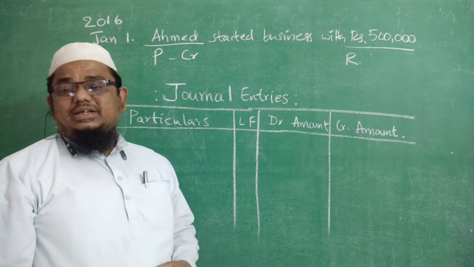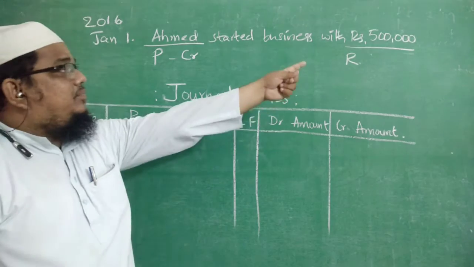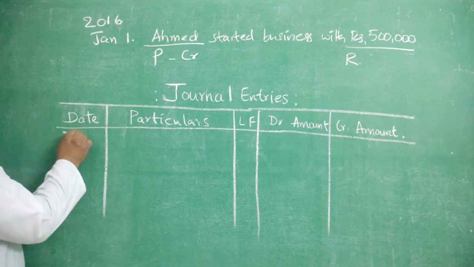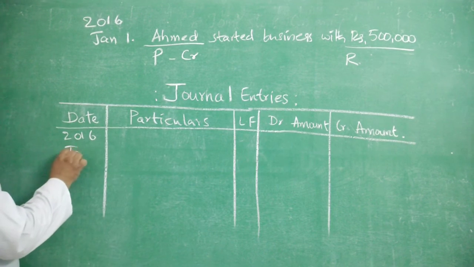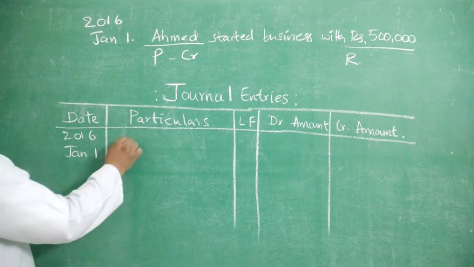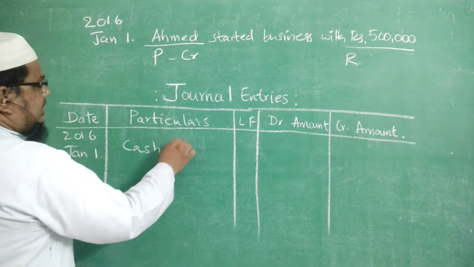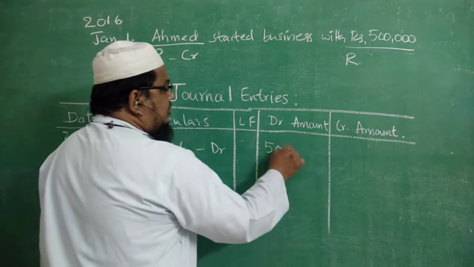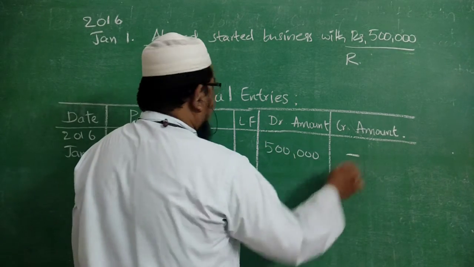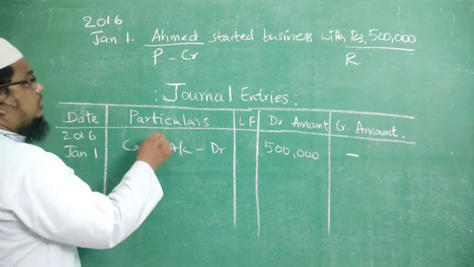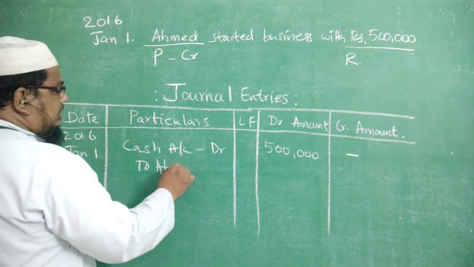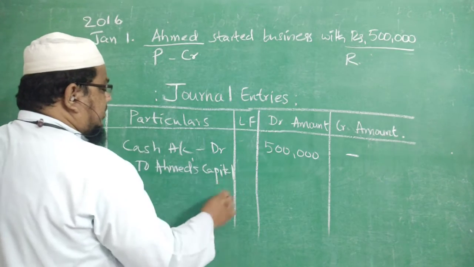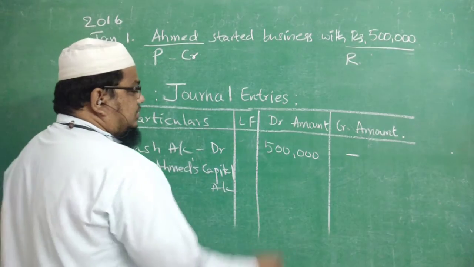in the business. So here, as rupees 5 lakhs are coming into the business, 2016 January 1st, cash account debit, 5 lakhs, to Ahmad's capital account. Ahmad's capital account.